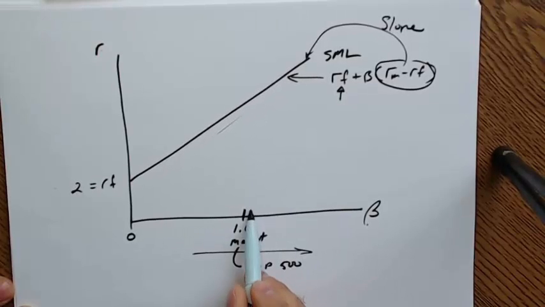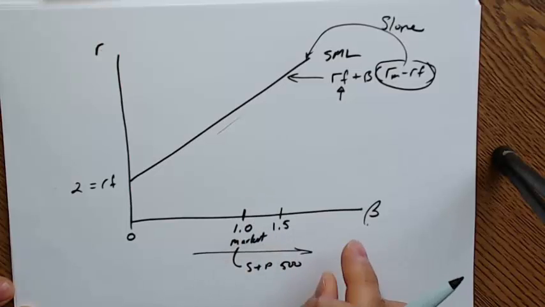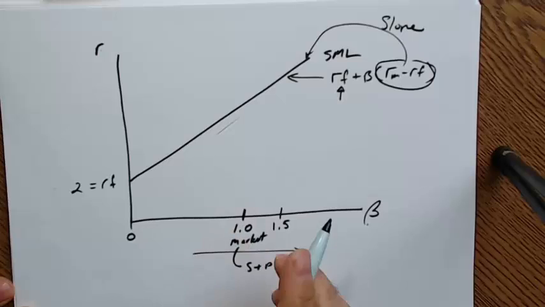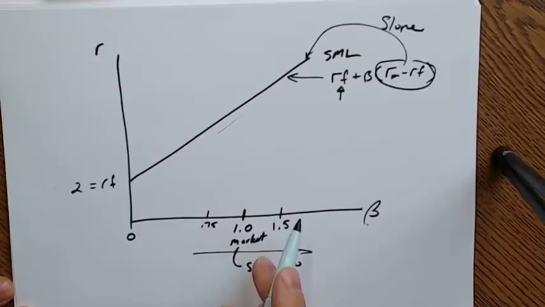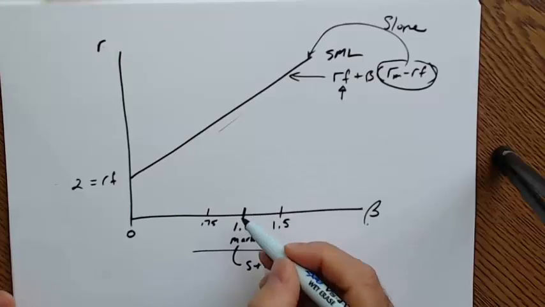Now, if you have a stock that has a beta greater than 1, say 1.5, that means the stock is 50% more volatile, has 50% more systematic risk than the market. If you find a stock with a beta of 0.75, it means it's 75% as risky as the market, which means it's 25% less risky than the market. It has 75% of the risk of the market. So that's how you interpret it.